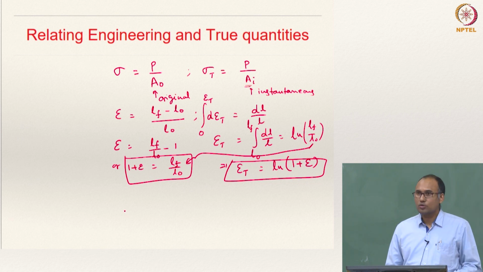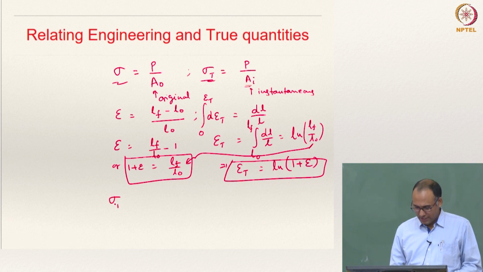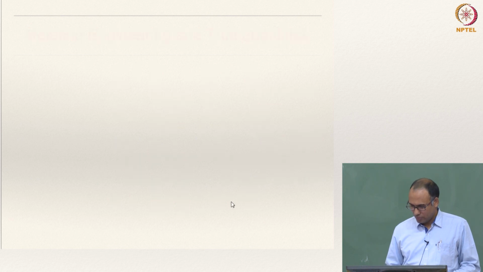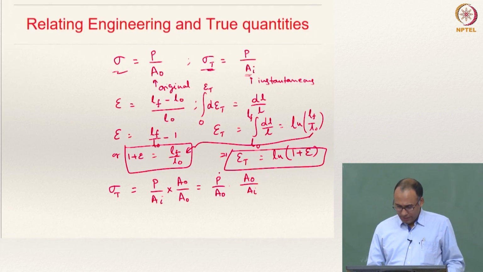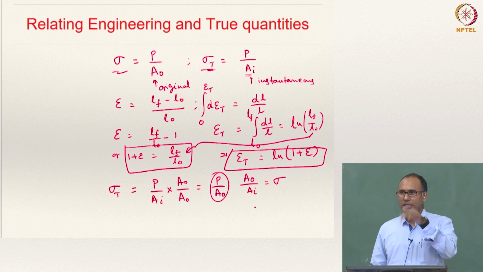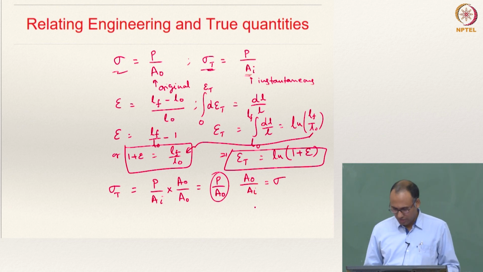Now, let us try to relate the true stress and engineering stress. So, we know that true stress equal to P by Ai. If I multiply this with A naught and divide by A naught, then I have P by A naught times A naught by Ai. Okay. So, P by A naught is what? That is our engineering stress. I am not writing anything as a subscript to sigma when it is an engineering quantity. If it is a true quantity, then I am writing subscript T. Okay, that is how you recognize, times A naught by Ai.